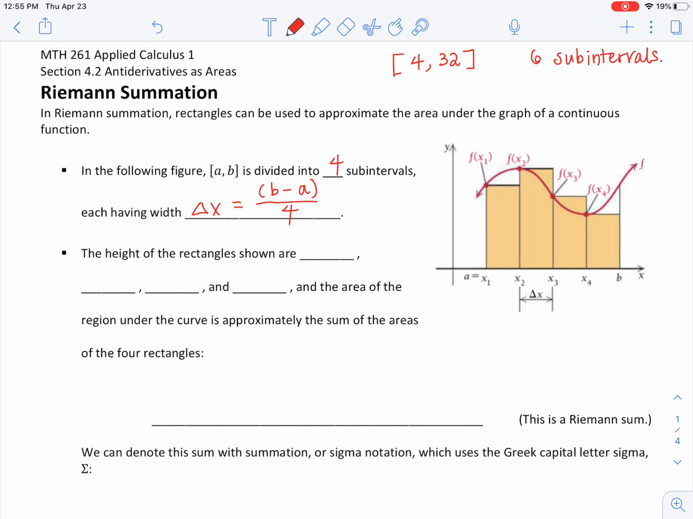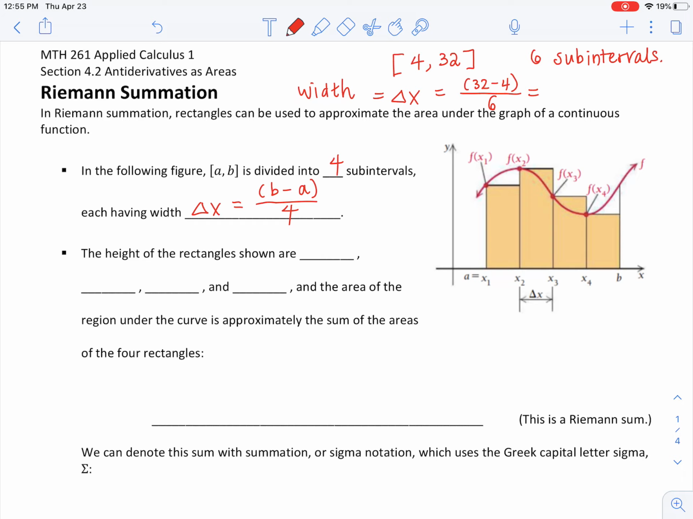Each of these rectangles from, I'm just going to make up a number, 4 to 32. Say that you're looking at an interval from 4 to 32, and then I tell you, I'm just going to make up a number, I want 6 sub-intervals. Then what's going to be the delta x? Well, in other words, what's going to be the width of each of these rectangles?